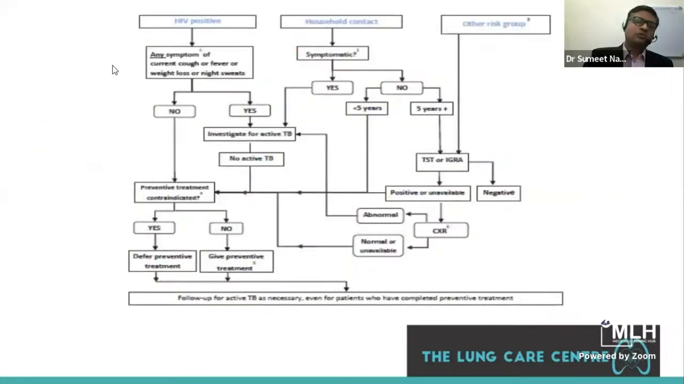So this is the protocol which is being followed by NTEP for the management of tuberculosis preventive therapy. If the patient has any of the symptom complex for tuberculosis, they are investigated for active tuberculosis. If active tuberculosis is sufficiently ruled out by X-ray and sputum examination, and there are no contraindications for preventive treatment, then the patient is given tuberculosis preventive therapy.